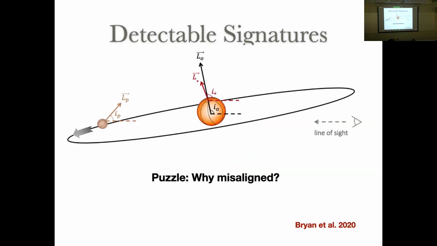Okay. Putting this information back into the planetary system, we actually see an interesting puzzle in the formation of this system. Here is the host star. The red axis shows the stellar spin axis, the black line shows the orbital angular momentum direction, and the orange line shows the spin of the planet. You can see that for this system, the stellar spin axis is quite well aligned with the orbit, but the planetary spin axis is quite misaligned with the orbit. So now the question is, what caused the misalignment in the planetary spin axis?